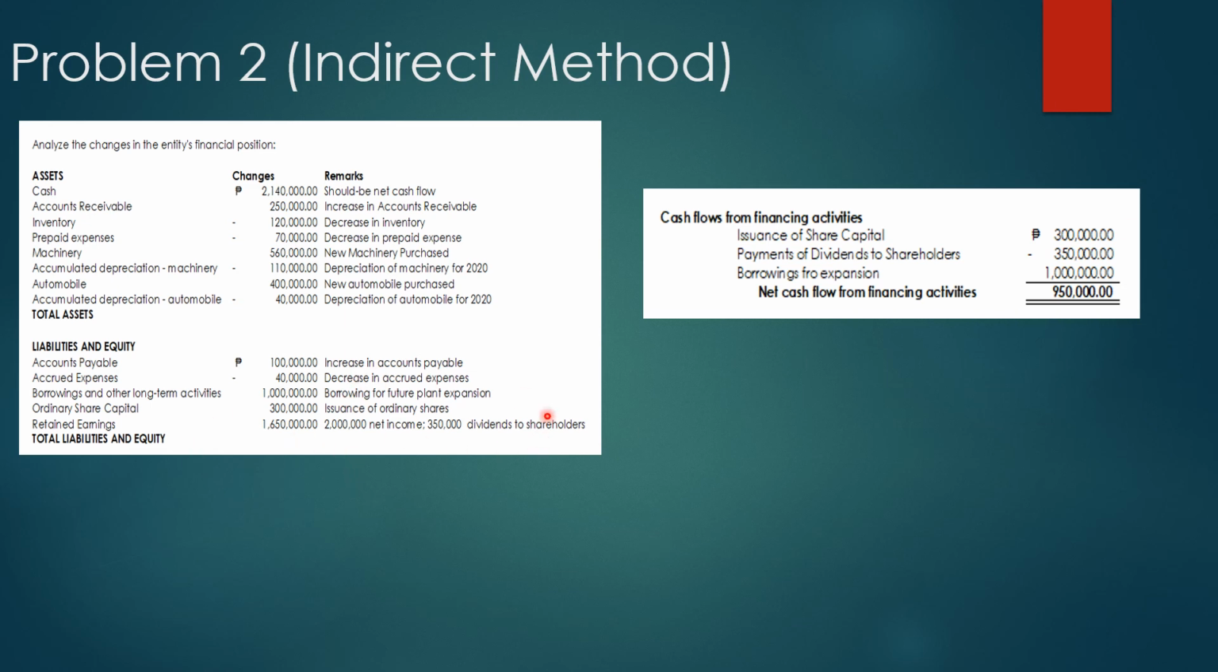Pero ang goal kasi natin is to identify ano yung pumasok sa operating, ano yung pumasok sa investing, at ano yung pumasok sa financing. And si net income, word itself, it's net income activities or operating activities, kaya siya nandun sa operating. Whereas si dividend, dividend is an equity activity, equity transaction. That's why, nasa financing naman siya. Okay? So, ang total natin, 300 less 350 plus 1 million, net cash flow from financing is 950,000 pesos.